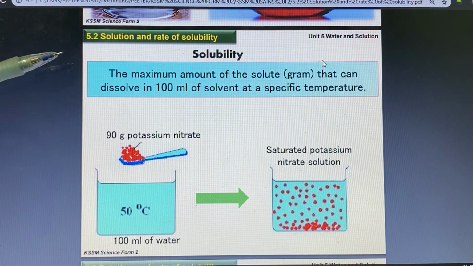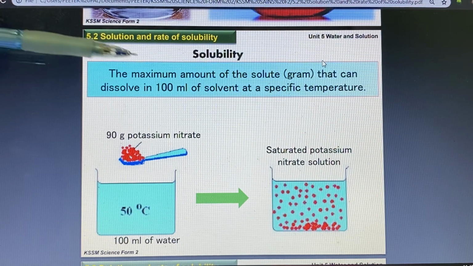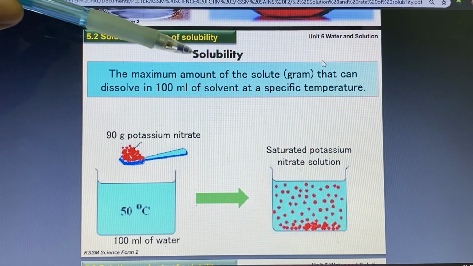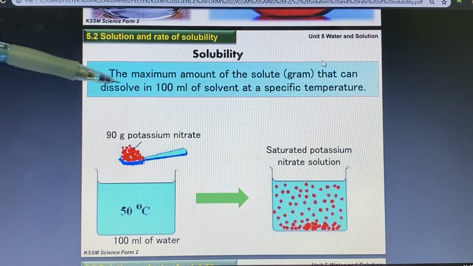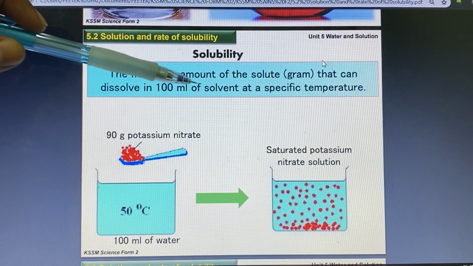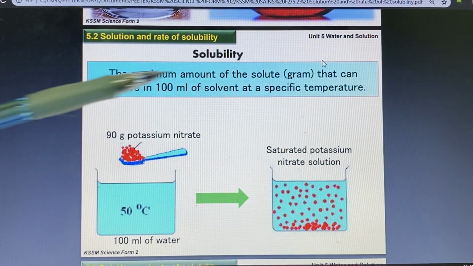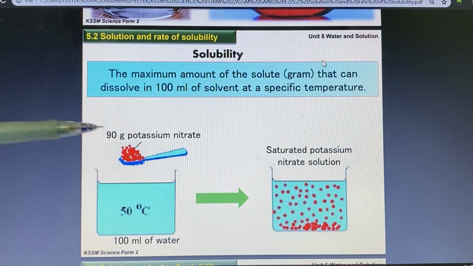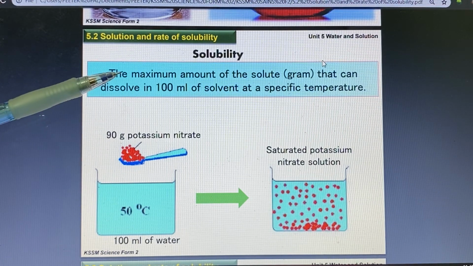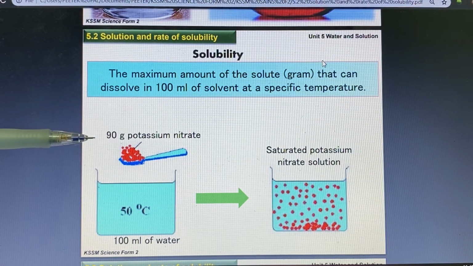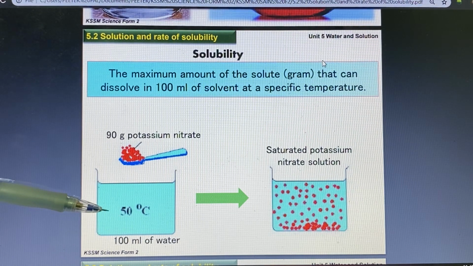So what is solubility? The maximum amount of a solute in gram that can dissolve in 100 milliliter of a solvent at a specific temperature. So I repeat again, if you see this example, what is the solubility of potassium nitrate? 90 gram for 100 milliliter of water at 50 degrees Celsius.